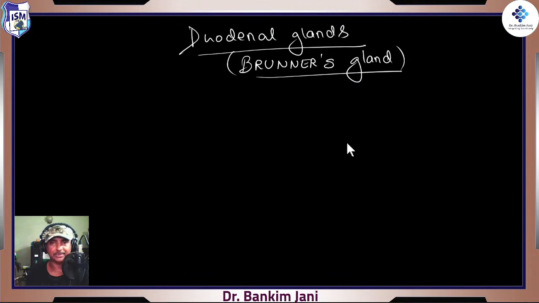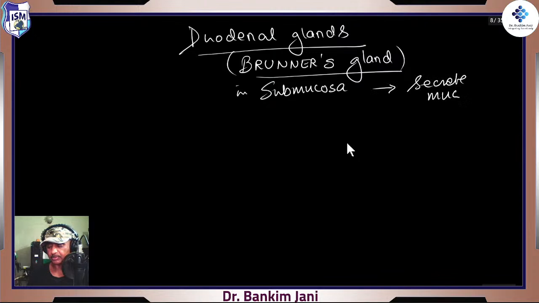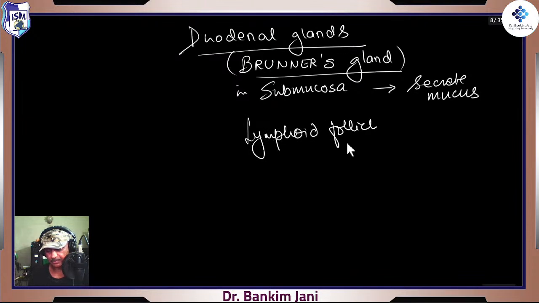Brunner's is just its name. And they are in the submucosa. They are in submucosa. And what do they do? They secrete mucus. Simple. Lymphoid follicles, surely we are interested in. These are the lymphoid follicles.